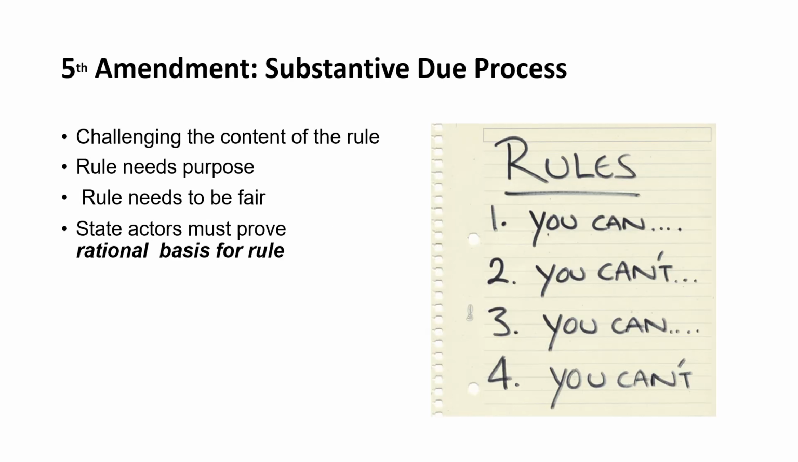A substantive due process case challenges the content of the rule. It basically says the rule is unfair, it doesn't have a purpose, and state actors need to provide a rational basis for that rule existing. Otherwise, it may fall under a substantive due process lawsuit.